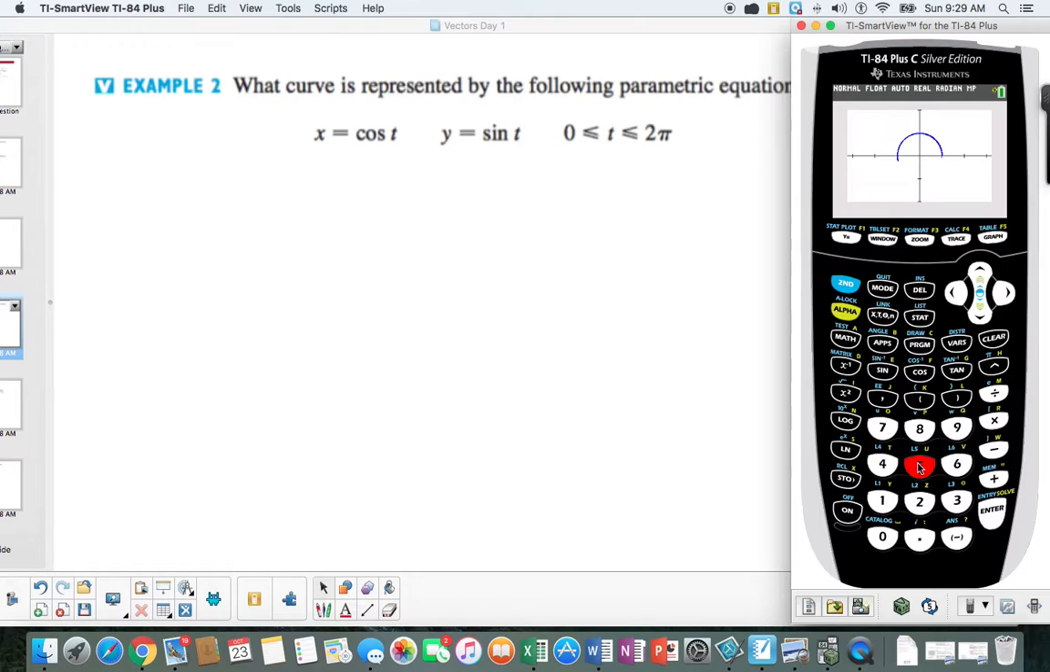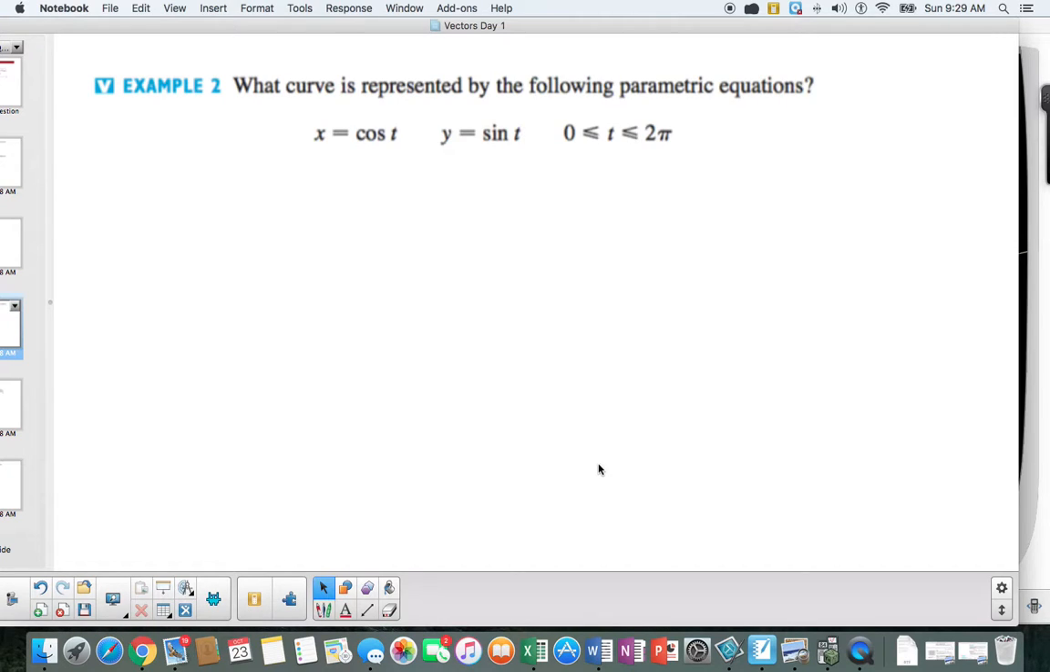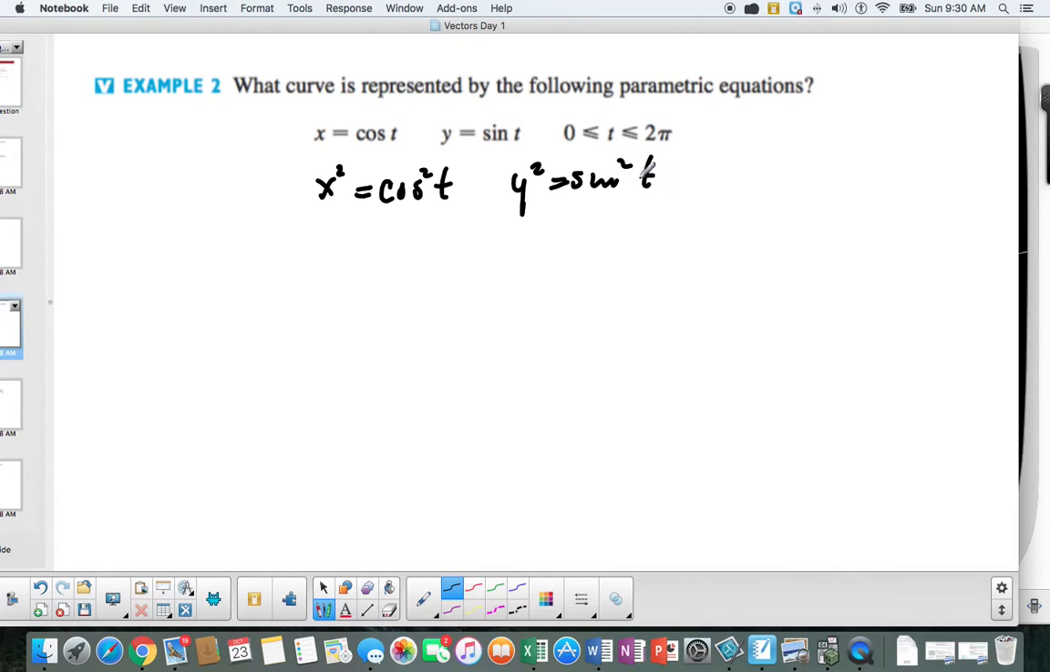And let's go ahead and see if we can eliminate the parameter and just put it in terms of y and x. All right, so what we're going to do is square x, so x squared is equal to cosine squared t, and y squared is equal to sine squared t. And we know, this is our identity, cosine squared t plus sine squared t is equal to 1. And we're going to resubstitute: x squared plus y squared is equal to 1. So just as we had predicted, this is a circle, with a radius of 1 and its center at the origin.